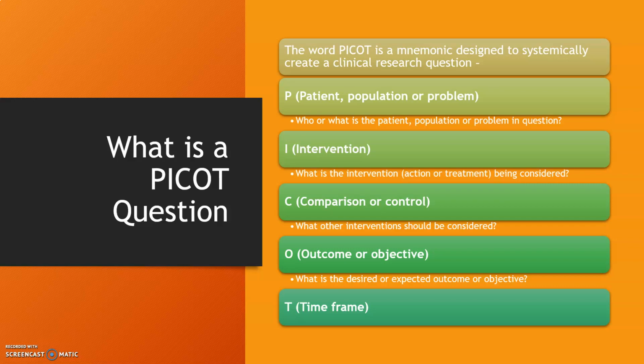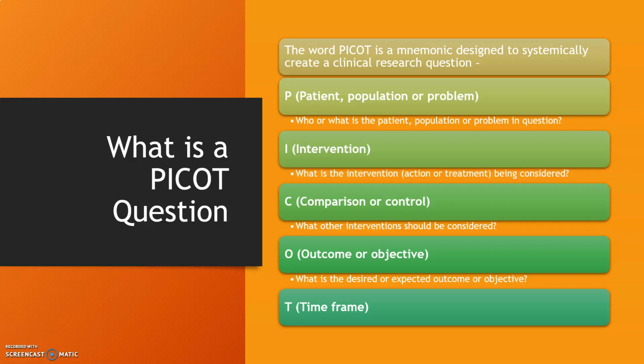The C, which is a comparison or the control, is what other intervention is being used or should be considered. When doing an evidence-based practice, you will see it in the format of what is currently being used and what is being compared to: the new intervention that you're thinking about and what the organization is currently using. As it relates to the outcome, what is the desired or expected outcome or objective? And then the time frame.